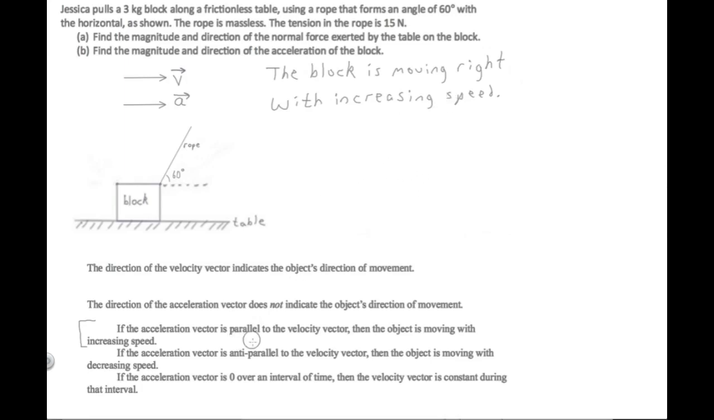Do you understand what I mean by parallel and anti-parallel? These vectors are parallel because they're both pointing in the same direction. Vectors would be anti-parallel if they were pointing in opposite directions. Now, does it make sense that this block is moving right with increasing speed? Well, I think we understood from the beginning that the block would be moving to the right, so the question is, does it make sense that it's moving with increasing speed to the right? Does it make sense that the acceleration is to the right?